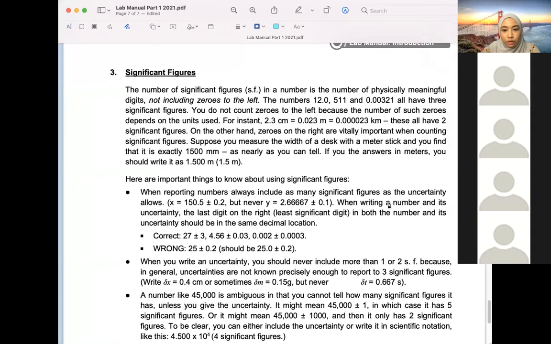Okay. So it says here physically meaningful digits. I think you've learned this before, but it's okay. Let's just go over it again. For example, I have 150.5. The meaningful digits here are 1, 5, 0, and 5. So it's 4 digits, right? 4 digits that are meaningful. So I have four significant figures here, SF. Hard to write. Okay, so that is 4 significant figures.